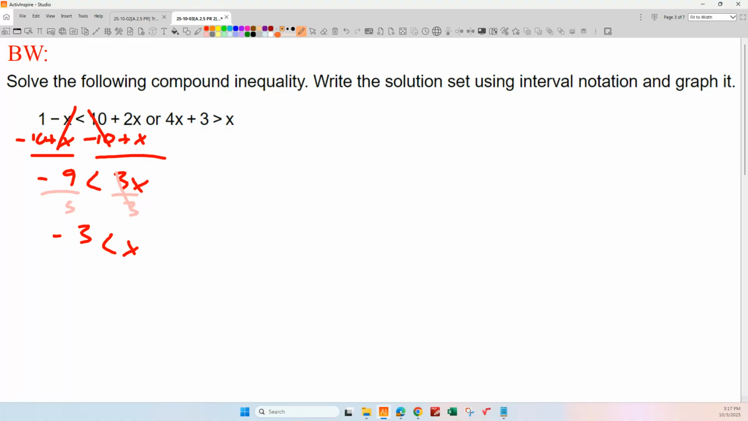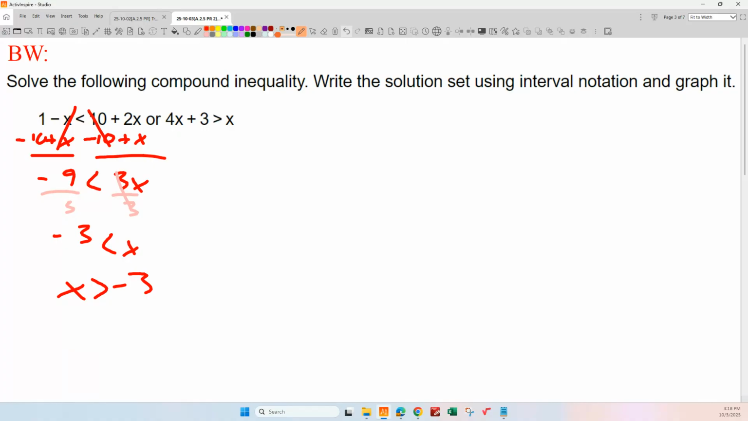Okay, that's right, but what's a little better to do here is flip that around so you start the inequality with the x. Right? It's more convenient to put the x on the left side. So we'll just twist that whole thing around and say x is greater than -3. There's the first part of the compound inequality. We solved that one. How about this other one?